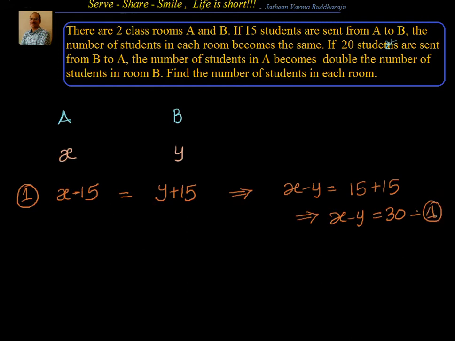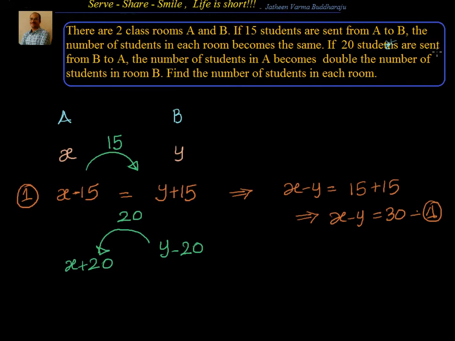Now let's look at the second condition. If 20 students are sent from B to A. In the first case students moved from A to B, 15. In the second case 20 students are coming from B to A. So when 20 students go from Y, Y becomes Y minus 20. And 20 students join X, room A, it will become X plus 20.